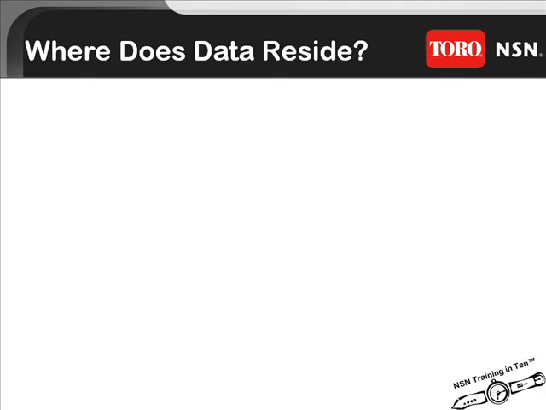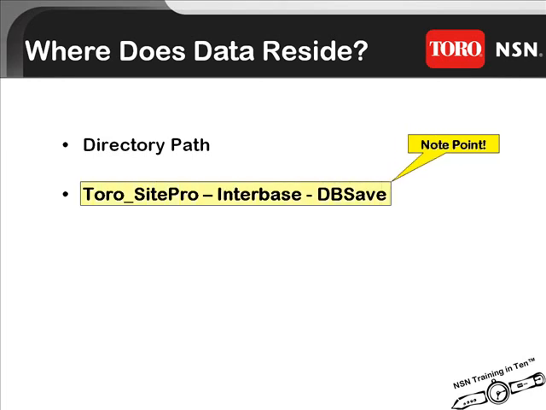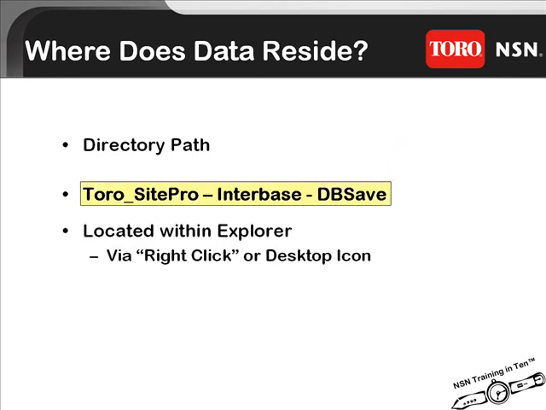Where any data resides on your computer is referred to as its directory path. In the case of your Toro SitePro software, the path for your database is always Toro_SitePro interbase dbsave. Your Toro SitePro folder and all of its subfolders can be accessed through the Windows Explorer screen. And Explorer can be opened by either right-clicking the Start button on the bottom left-hand corner of the screen, or on Toro computers we have placed an icon on your desktop that allows you to double-click and open Windows Explorer.